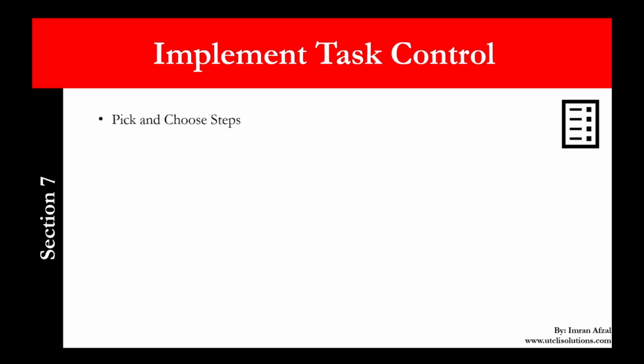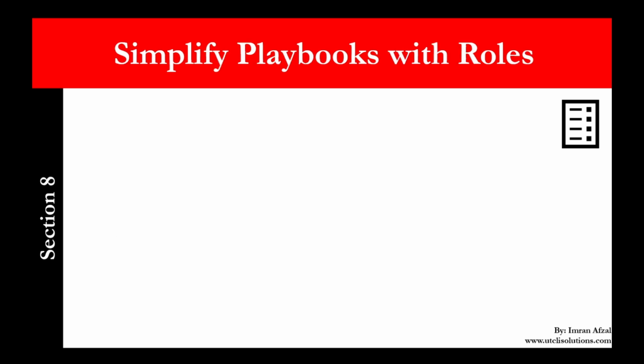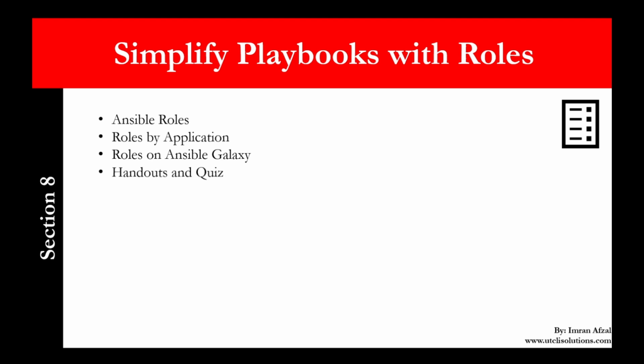Pick and choose steps. Ansible ad hoc commands. I am covering a lot of ad hoc commands, so I'm splitting them into three different parts, part 1, 2, and 3. Then moving on to handlers, conditions, loops. And then coming down to section 8, which is to simplify playbooks with roles. We'll cover Ansible roles, roles by applications, and roles on Ansible Galaxy.